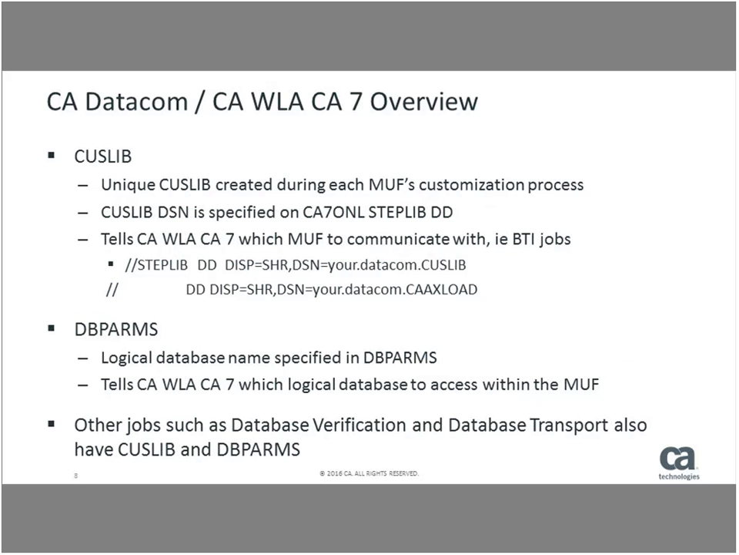The DB params is your CA7 that is going to refer to the logical database name that you want to communicate with. Okay. Then other jobs like the transport also, those will need the cut slide and the DB params.